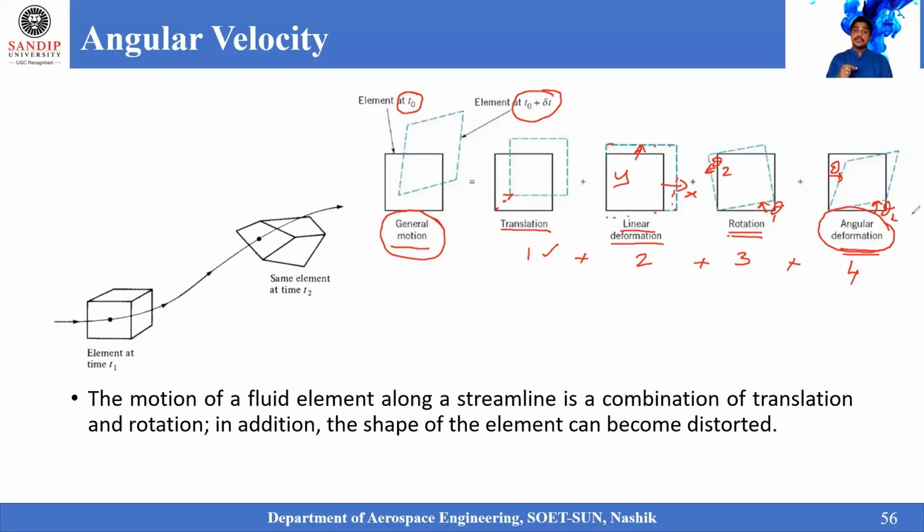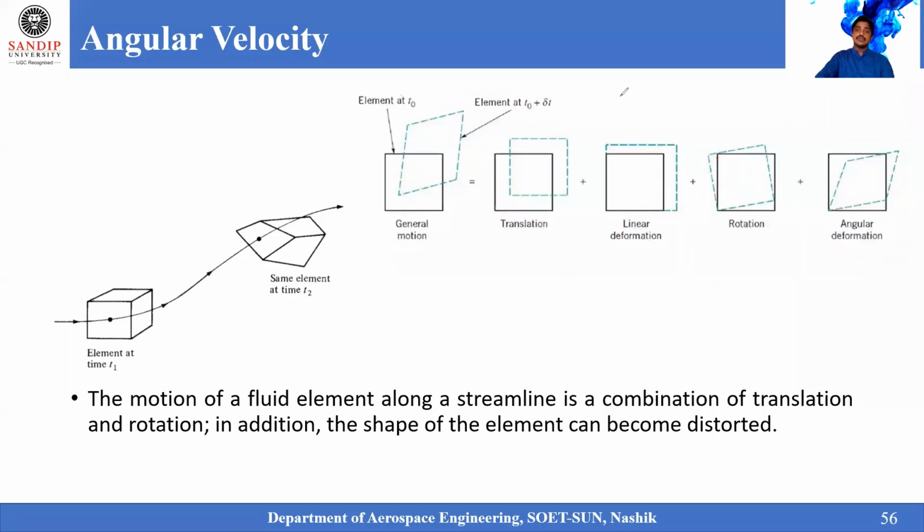Based upon this, we can state whether the fluid is going for translation, linear deformation, rotation, or angular deformation. According to that behavior of the fluid flow, this is required for us in order to discuss what exactly the fluid motion would be in that particular fluid flow.